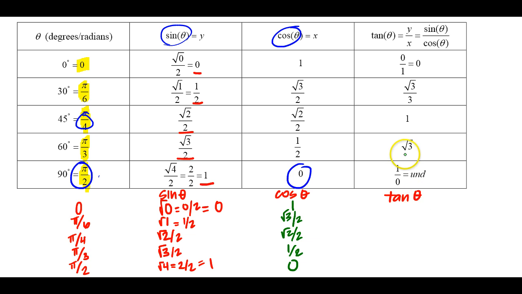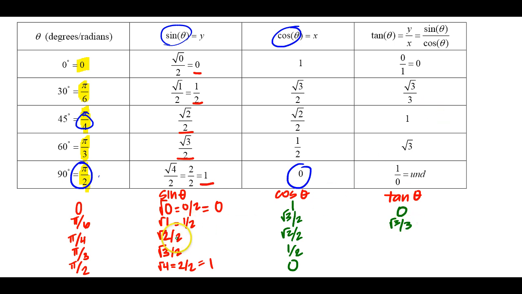And then tangent, well, it's important to remember tangent is y over x. So remember, sine corresponds to y, cosine corresponds to x. Tangent is y over x, which is like saying sine over cosine. So here, sine is 0, cosine is 1. So what's 0 over 1? 0. And then here, 1/2 divided by radical 3 over 2. Well, that simplifies to rad 3 over 3.